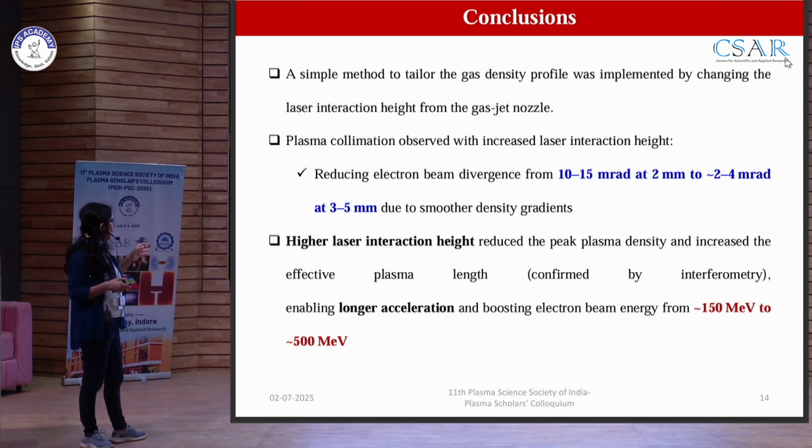And along with that, the higher laser interaction height reduces the peak plasma density, and which results in longer acceleration length, because dephasing length is inversely proportional to the plasma density that I talked about earlier. That means lower plasma density is helping in the electron acceleration.